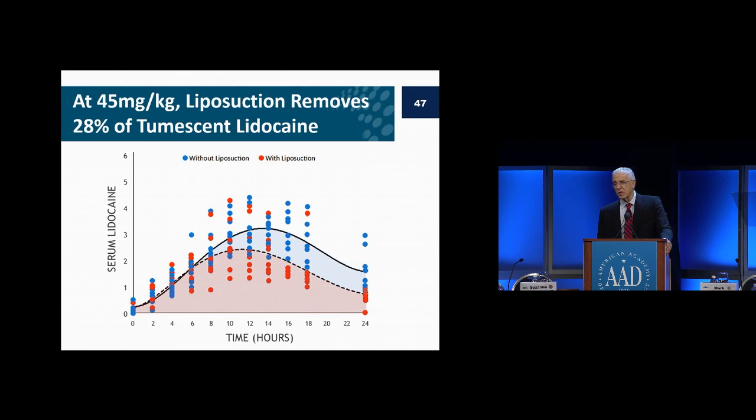And amongst the subset that received 45 milligrams per kilogram of lidocaine without and with liposuction, we could see the difference here. Here, the pink areas show the average concentration over time with liposuction, the blue without liposuction. And it indicates that at least 28% of what we give a patient for liposuction is removed by liposuction. So it's clear that we could not use liposuction data to predict a safe dosage for procedures that do not involve liposuction.